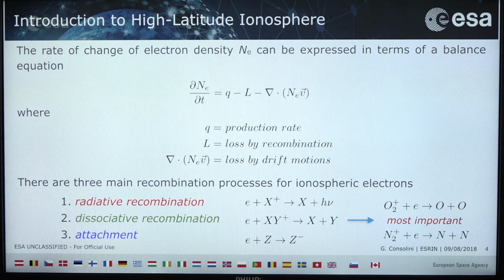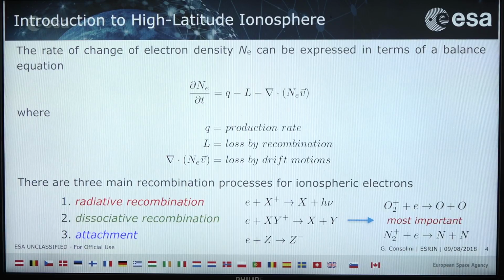Now, I have just put a few equations. Please don't worry about these things, but it's very simple. How can we explain how we can form an ionosphere? We can consider, for instance, the electron density, and we can express that the rate of variation of the electron density is generally due to a production rate, Q, a loss by recombination, and also loss by drift motions.